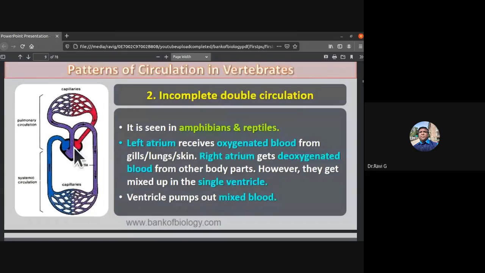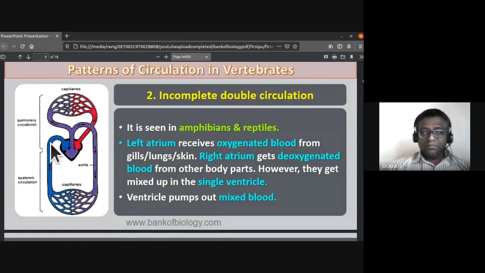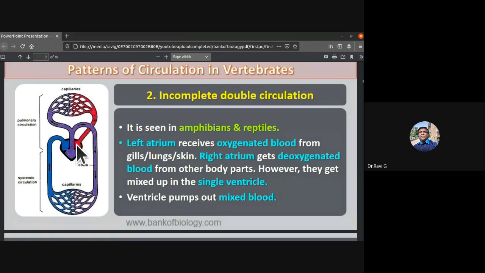That is why it is shown as the purple colored one. Blue usually represents the impure, deoxygenated blood, and red implies the oxygenated blood. The oxygenated blood circulation is of very short duration, so they undergo systemic circulation and pulmonary circulation. But in the ventricle, both oxygenated and deoxygenated blood get mixed. This mixed blood is pumped by the single ventricle to all parts of the body. That is why we call this incomplete double circulation.